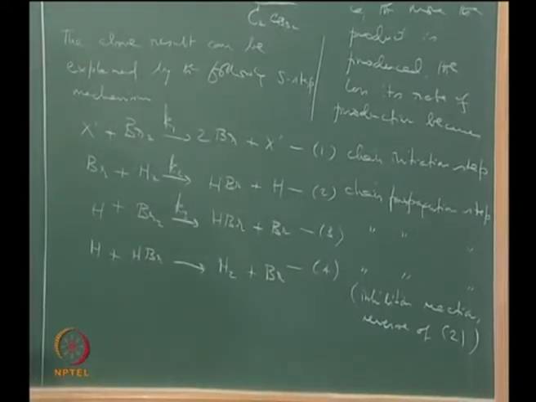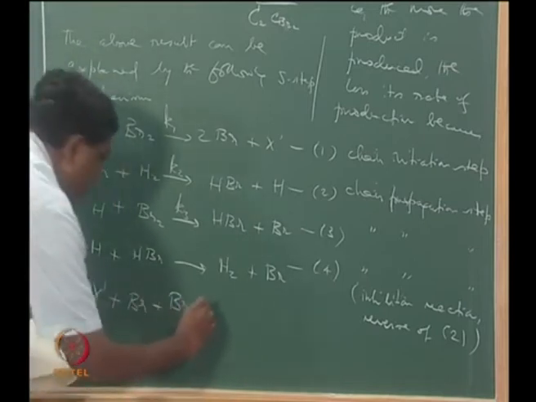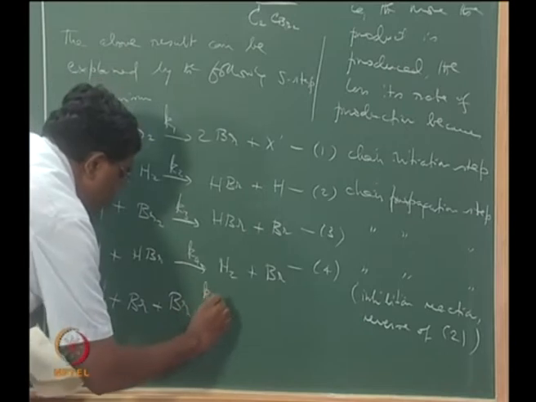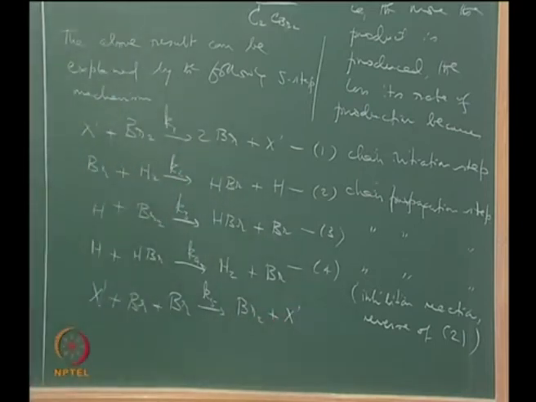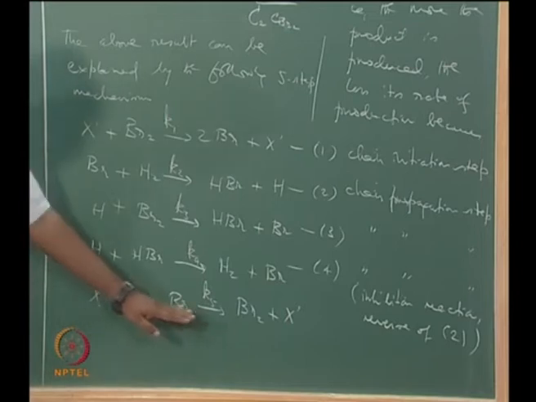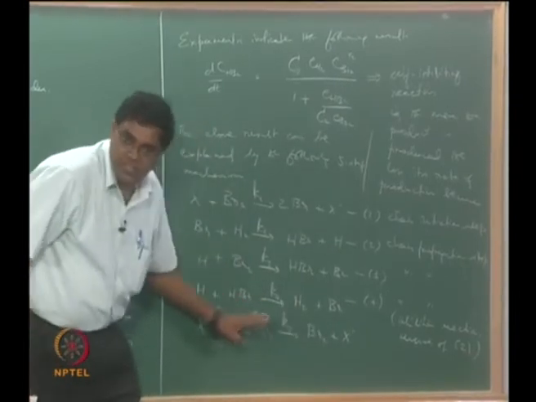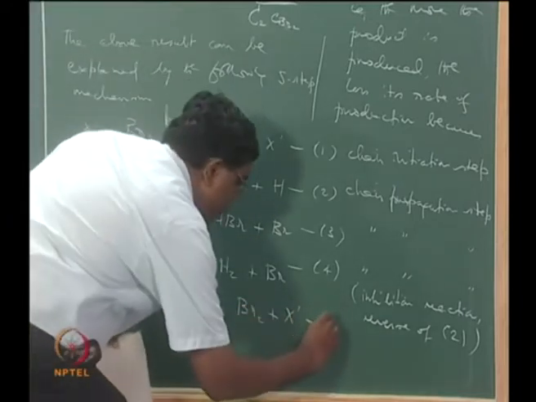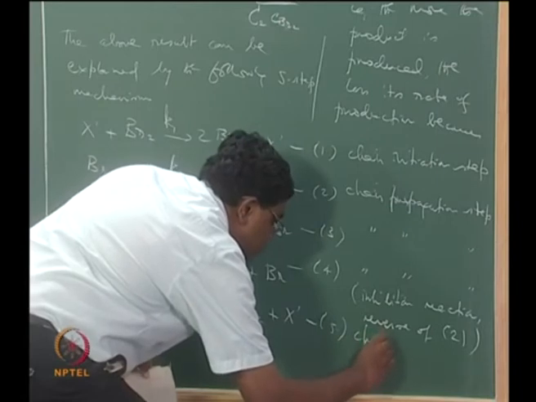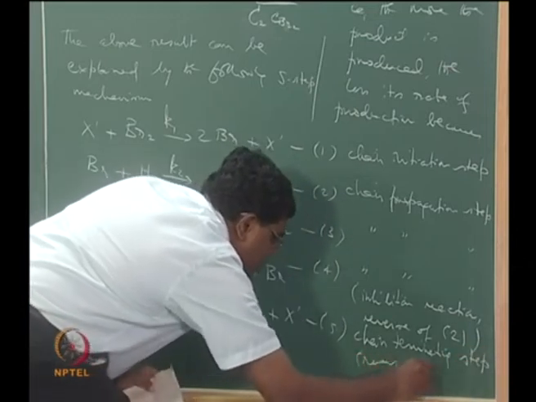And finally we now have X prime plus Br plus Br gives, of course the previous reaction had a rate constant k4 and this is a rate constant k5, Br2 plus X prime. Now what's going on here? We are starting with two intermediates and then producing a stable species. So we are actually killing the intermediates, but this way of killing intermediates is to produce back the stable reactant. So this is a chain terminating step, and it's the reverse of 1.